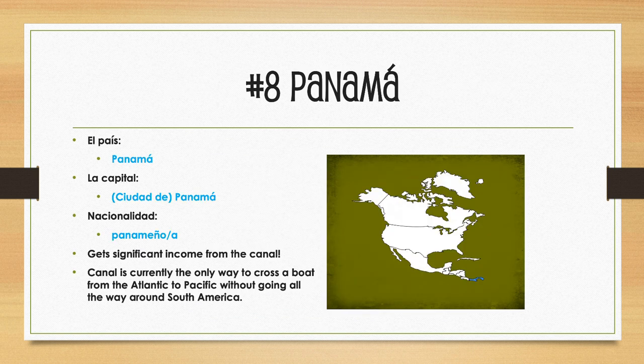The next country is Panama. Panama is obviously famous for the canal, and the capital city is La Ciudad de Panamá. The nationality is Panameño or Panameña. The canal is currently the only way to cross a boat from the Atlantic to the Pacific without going all the way around South America.